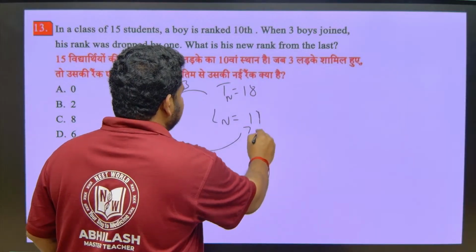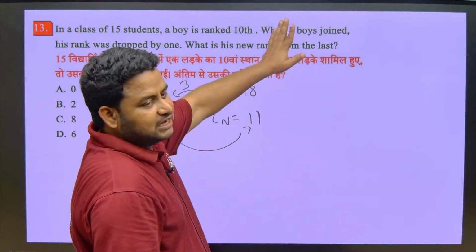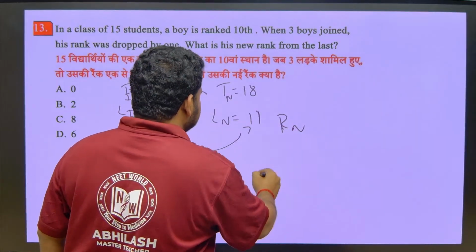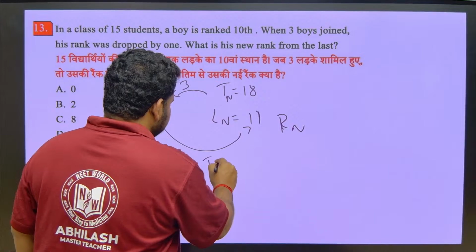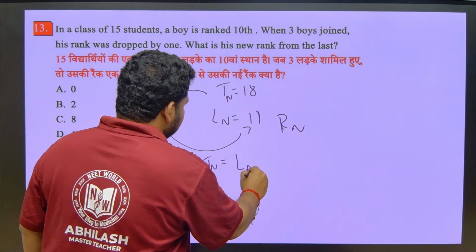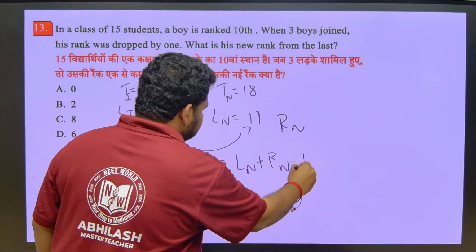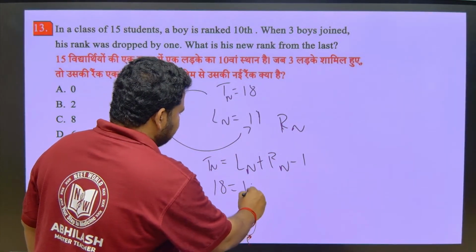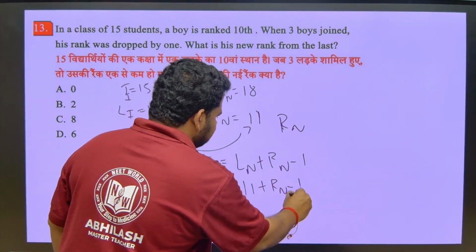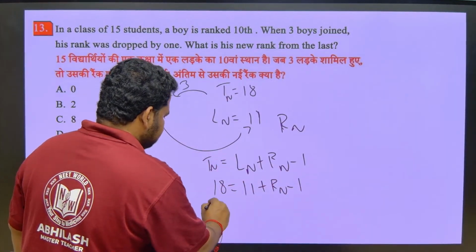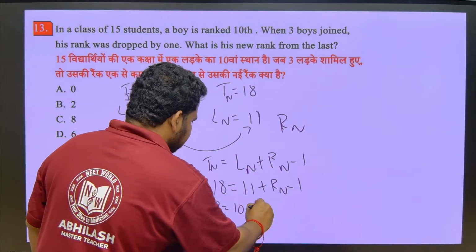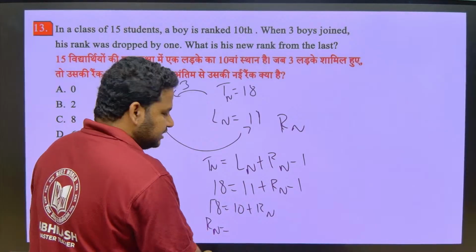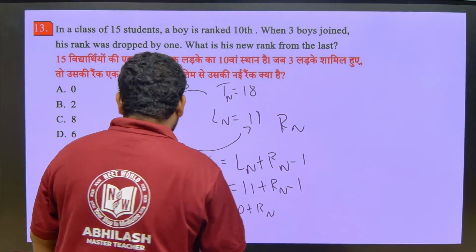Okay, now we have left new. So what is new rank from the last? From the last they are asking, that is we have to find right new. Total new is equal to left new plus right new minus 1. So total new is 18, which is equal to left new, 11, plus right new minus 1. 11 minus 1 is 10. 18 is equal to 10 plus Rn. Right new, that is from the last, is 18 minus 10, which is equal to 8. So the correct answer to this question is 8.